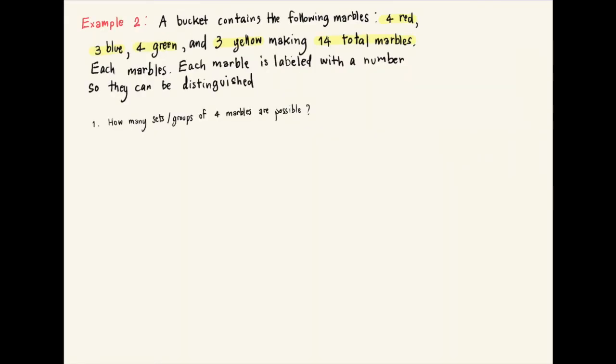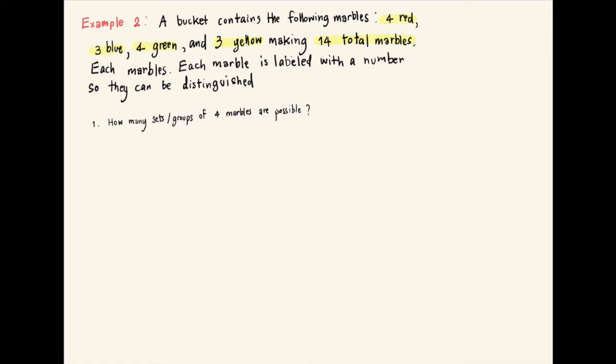So moving on to example 2. A bucket contains the following marbles: 4 red, 3 blue, 4 green, and 3 yellow marbles, making a total of 14 marbles. Each marble is labeled with a number so they can be distinguished. So question 1, how many sets or groups of 4 marbles are possible?